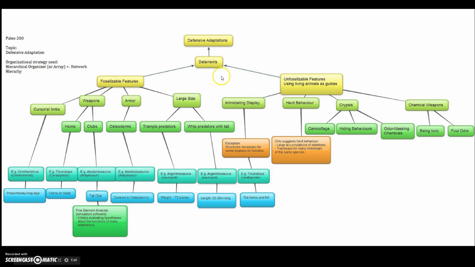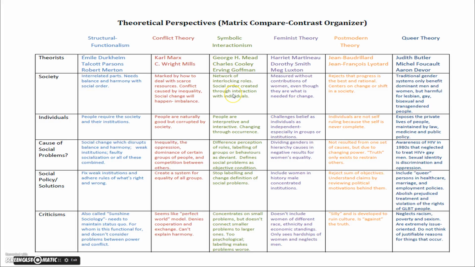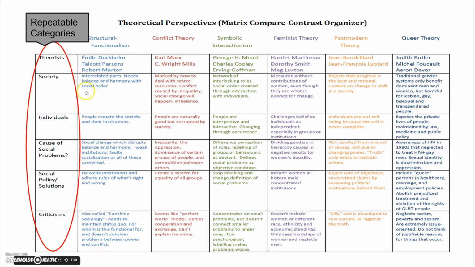This one here is from Paleo 200. Very comprehensive. Here is another comprehensive matrix. This is a lot of information. You could imagine that. I believe the student told me that this was 2 lectures. This was 1 lecture, and then this was another lecture. So 2 lectures worth of information eventually summarized into 1 table.